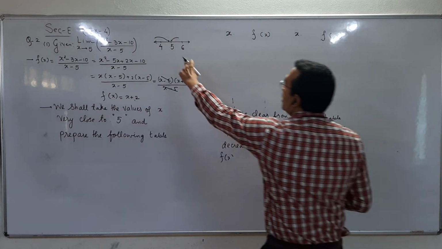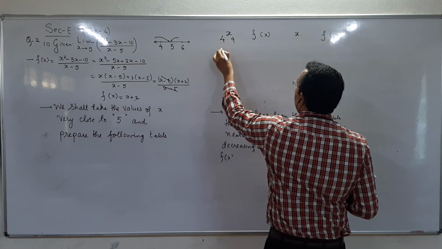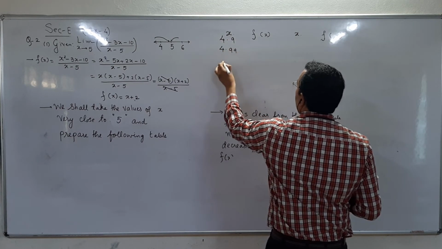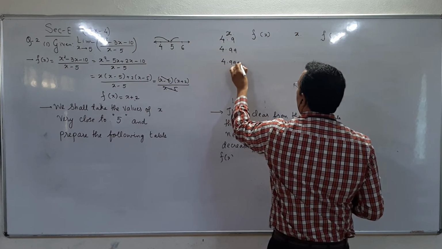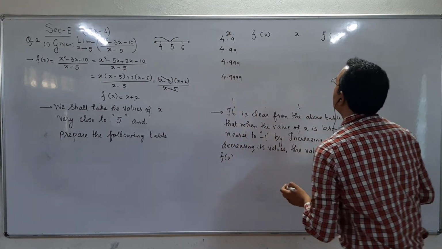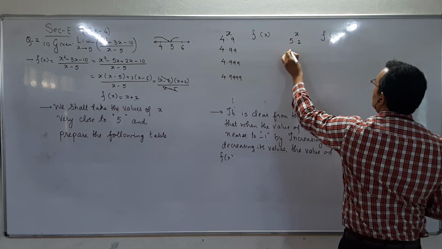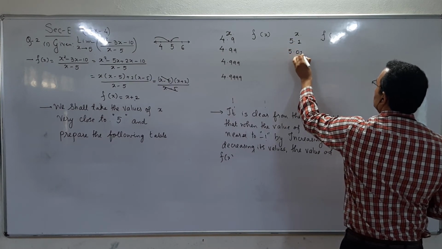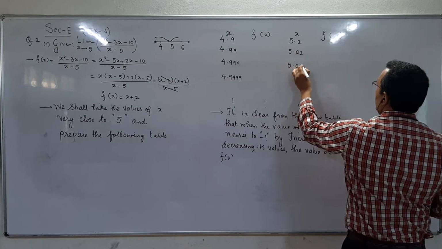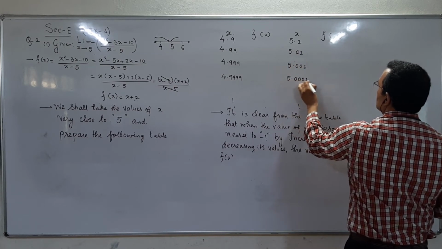If I shift 0.1 to the left, this will be 4.9, 4.99, 4.999, and 4.9999. If I shift 0.1 to the right, 5.1, 5.01, 5.001, and 5.0001.